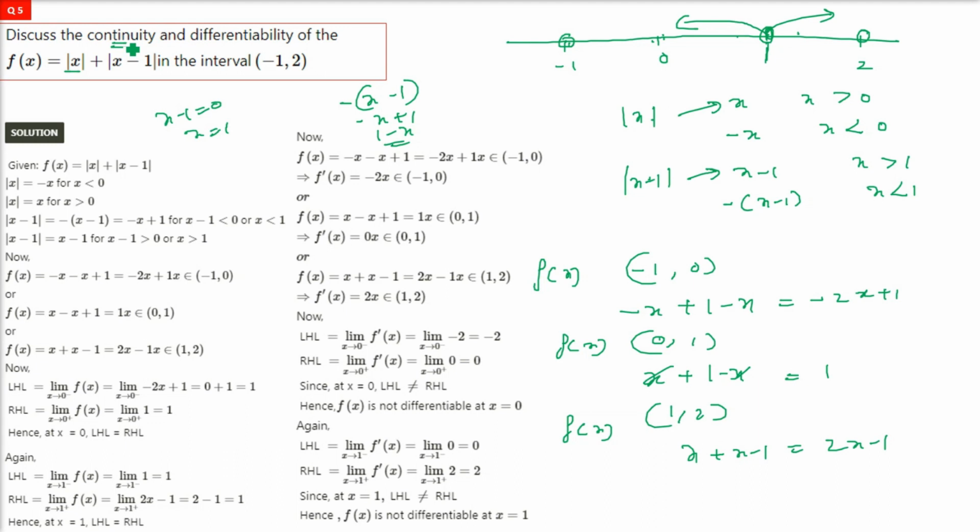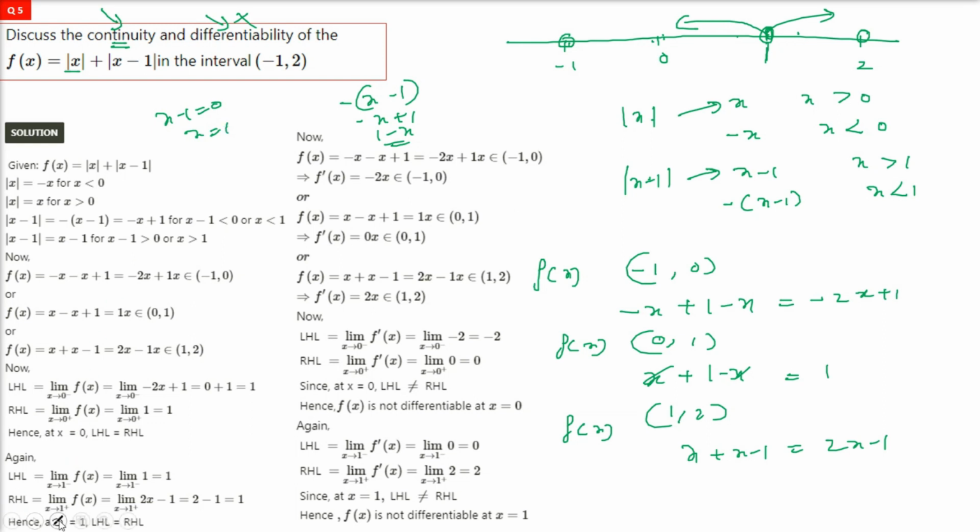If it is continuous, it may be differentiable, it may not be differentiable. But if it is differentiable, it should definitely be continuous. Right? So there is no point in checking the differentiability if it is not continuous, because differentiability implies continuity, but continuity doesn't imply differentiability. It may not.